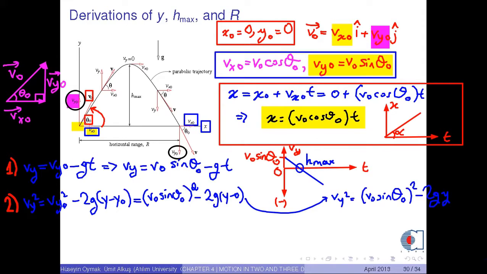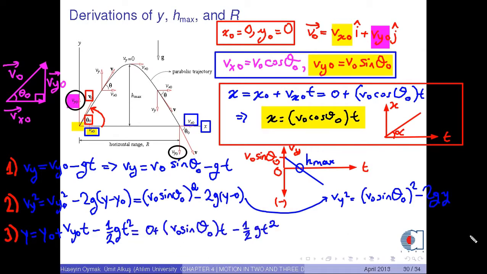For the projectile's position in the vertical direction, we have y equals y0 plus Vy0 t minus 1 over 2 times g times t squared, and it is equal to 0 plus V0 sine theta 0 times t minus 1 over 2 times g times t squared.